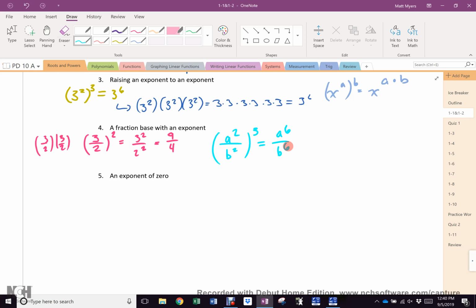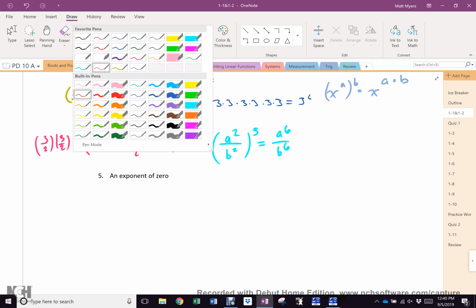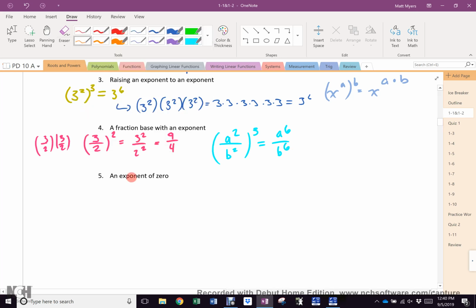Okay. Now we're going to get to the next one. And all of you are going to know the first half of what I say, but you're going to have a little bit of trouble with the second half of what I'm going to say. I'll start with the first half, the part everybody knows. An exponent of 0. What is x to the 0?